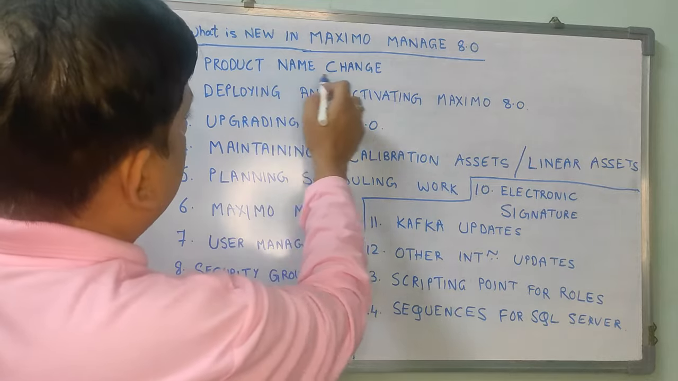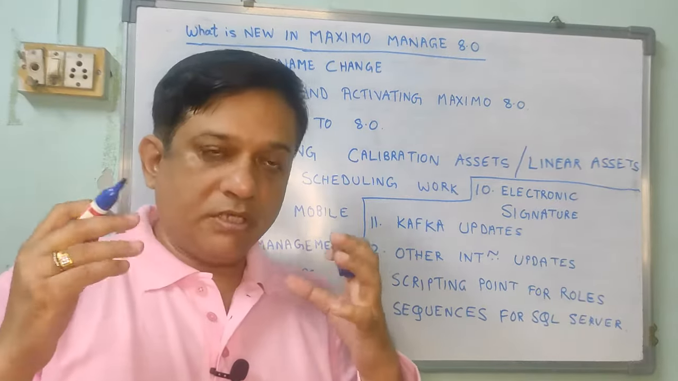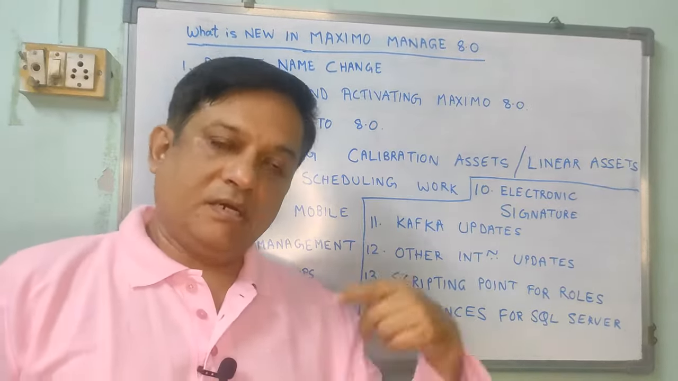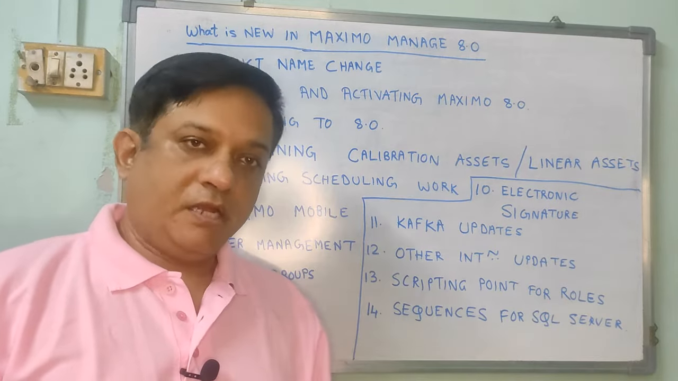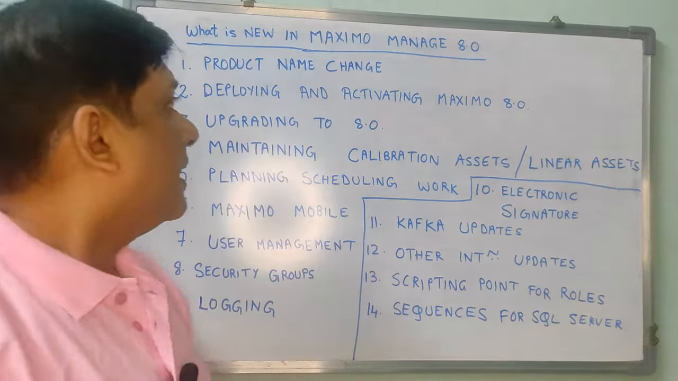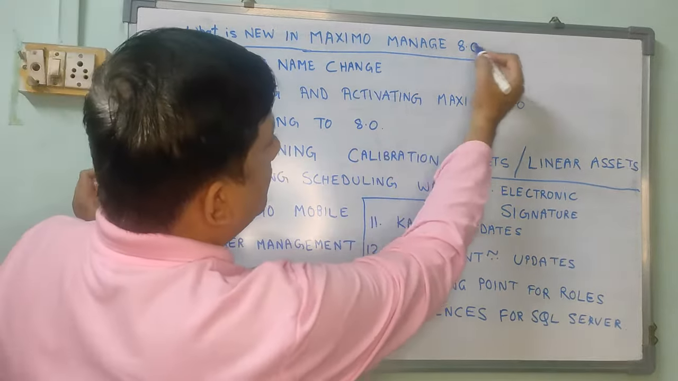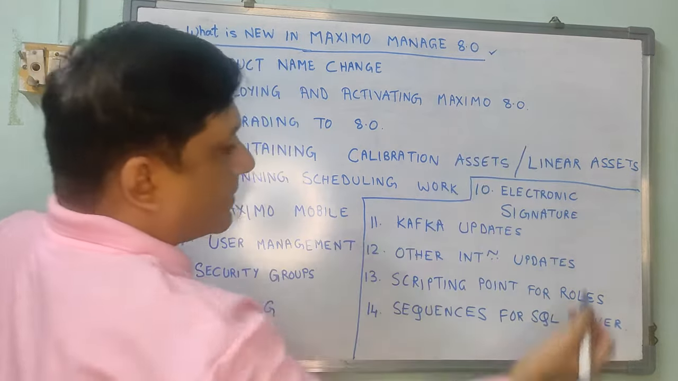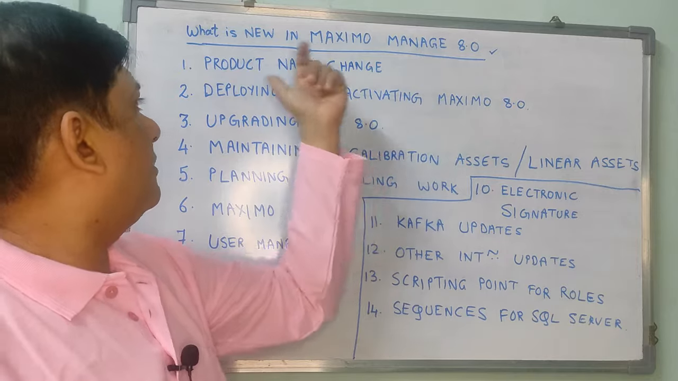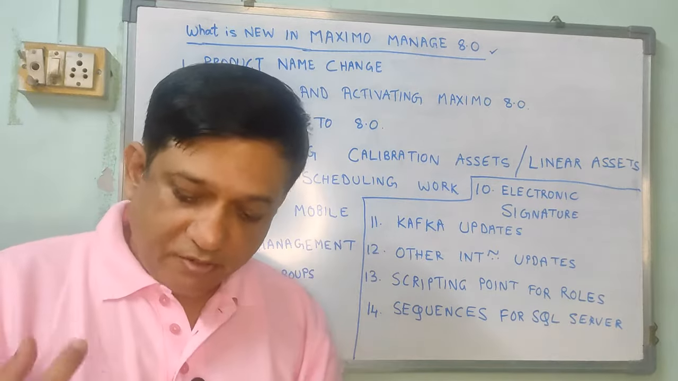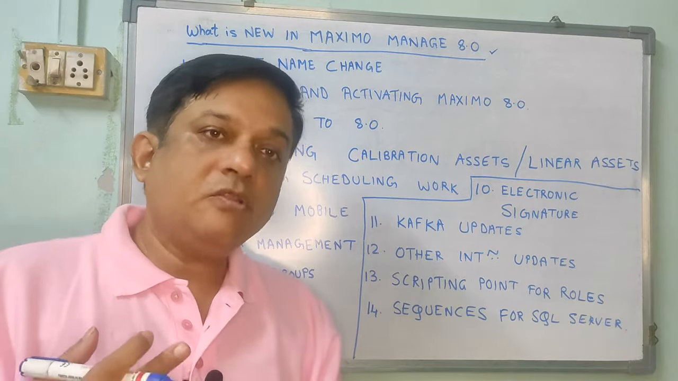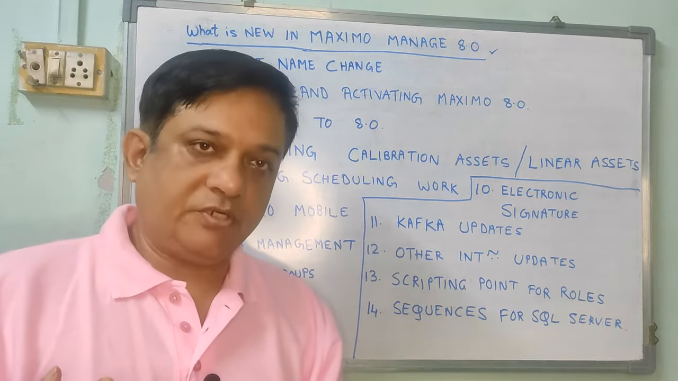First one is product name change. Now the product itself, the name has been changed. The earlier was Enterprise Application Management 7.6, which is changed to Maximo Manage 8.0. Along with this name change of the product, the add-ons and the industry solutions, all those names also have changed.